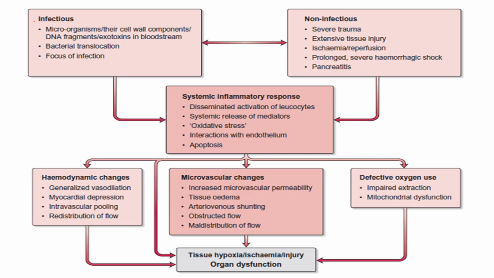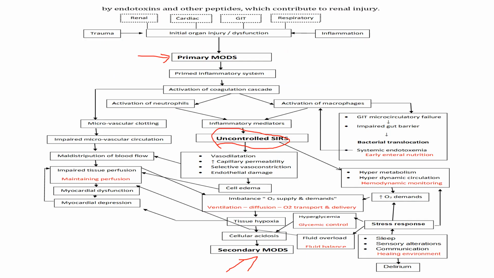As you remember, we mentioned this concept map for the development of systemic inflammatory response syndrome. How can it worsen and predispose to multiple organ dysfunction syndrome? This concept map shows how primary MODS, with more deterioration and systemic inflammatory response syndrome development, can worsen and develop into secondary MODS.